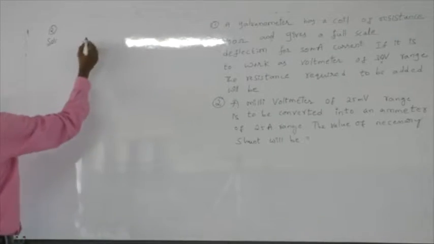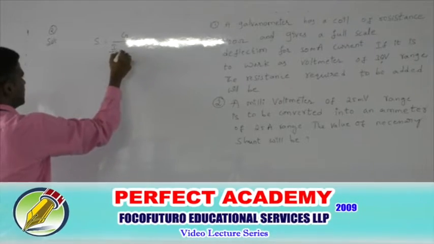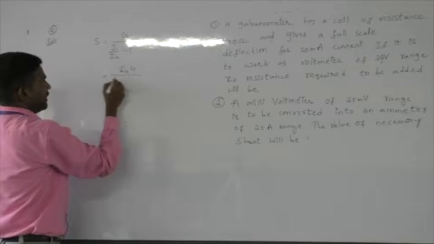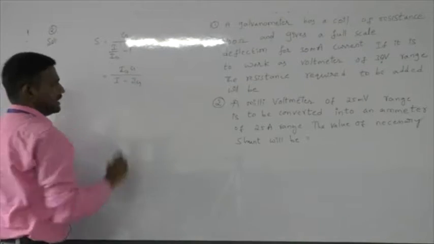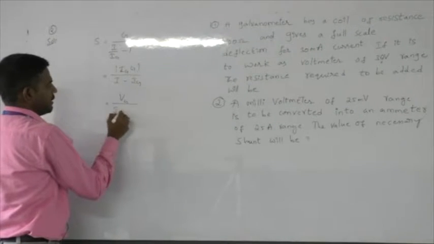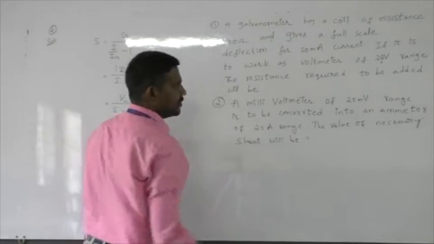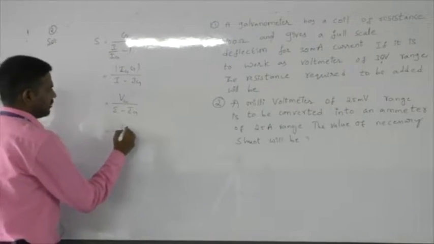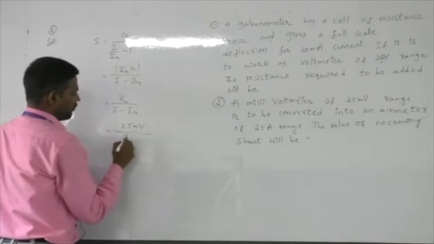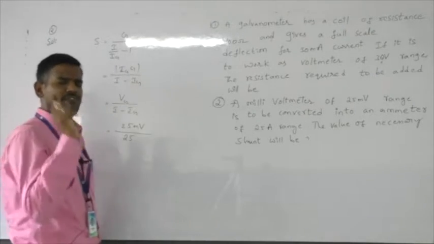Now you tell me, what is the shunt resistance formula? We know G divided by (I by Ig minus 1). Then this can also be written as Ig into capital G divided by (I minus Ig). Am I right? This value is Vg divided by (I minus Ig). Here this Vg value they have given as 25 millivolt. So I can write 25 millivolt divided by the current range, that is 25 ampere. And here we ignore the Ig value since the Ig value is very small.